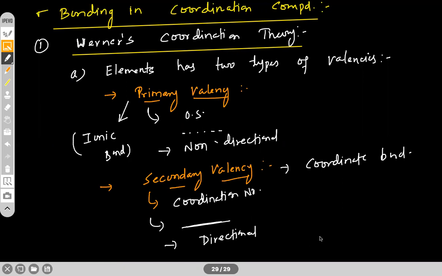See, because of this directional nature, those ligands which satisfy the secondary valency you have to place in a fixed direction. And that's why we have coordination polyhedra. You have a shape of it, that we call tetrahedral geometry or square planar geometry and all those. That comes because of the directional nature of secondary valency. These are the few properties you should keep in mind: primary is ionic bond, oxidation state, non-directional, dotted line; secondary valency is coordination number, coordinate bond, thick line, and directional in nature.